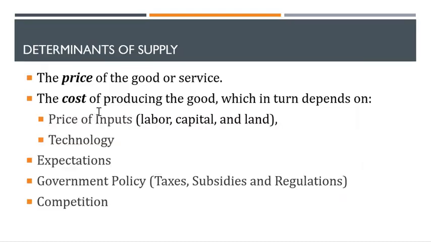Now let's look at the determinants of supply. There are quite a few determinants. Of course, price is one of them. Also, the cost of production, expectations, government policy, and competition are there as well. I'll go one by one with these determinants.